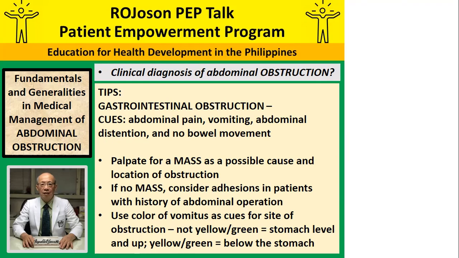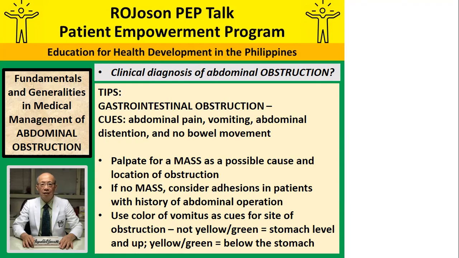If no mass is palpated, you consider adhesions in patients with a history of abdominal operation. So if there is no mass, and the patient has a history of abdominal operations, then we consider adhesions as a possible cause. Then if there is no mass and no previous operation, you use the other data.